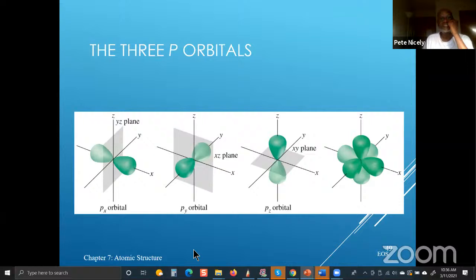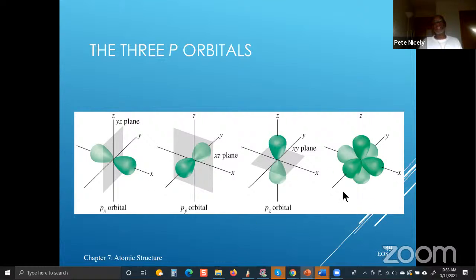Then we have the p orbitals. And the p orbitals, as I said before, they come in sets of 3. And this is what they look like separately. You'll notice that they are aligned at mutual right angles. So if you're familiar with the 3-dimensional Cartesian system in math, you have the x-axis here, the y-axis here, and the z-axis here. One p orbital will be aligned along the x-axis as shown here. The second p orbital will be aligned along the y-axis, and the third will be aligned along the z-axis. So this is what they look like separately.